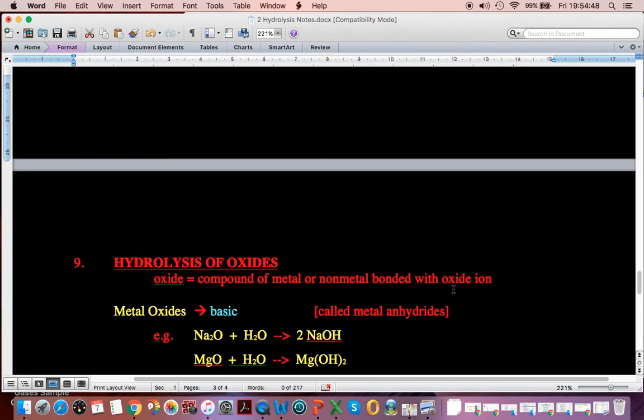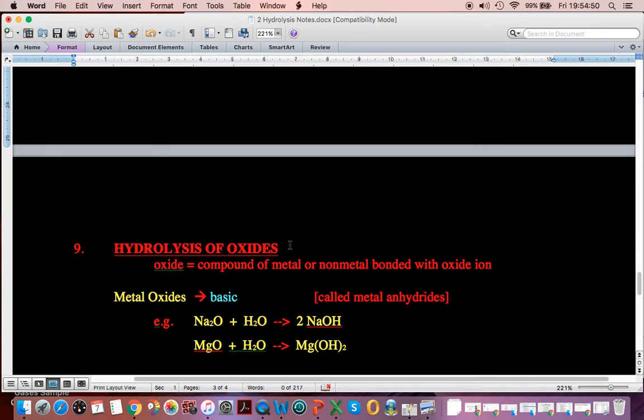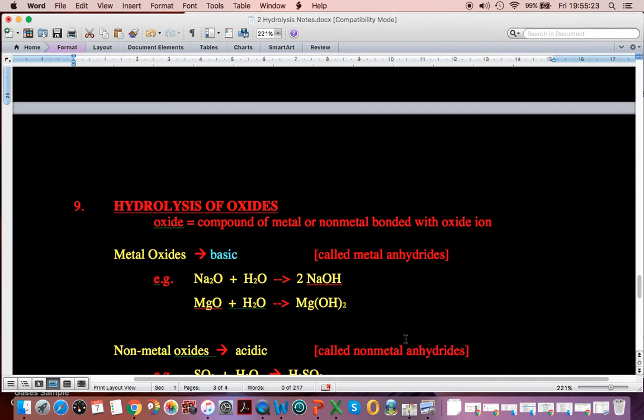The fun continues. Oxides. When we have metal oxides, so we're talking about group 1 and group 2, they create basic solutions. You might have heard of alkaline batteries and things like that. So, oxide just means it has oxygen in it. So if we have sodium oxide like this and we add water to it, it makes 2 sodium hydroxides that then behave as a base. Magnesium oxide plus water makes magnesium hydroxide. And again, that's freeing up hydroxide.